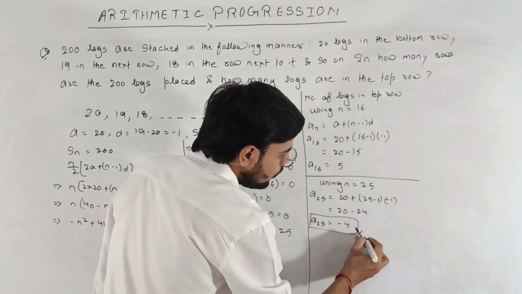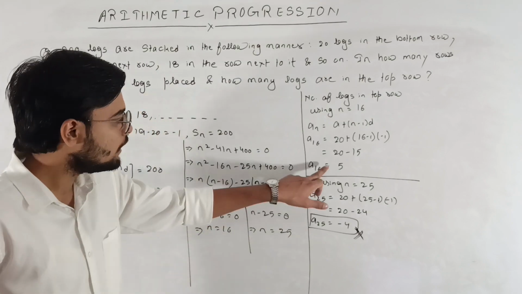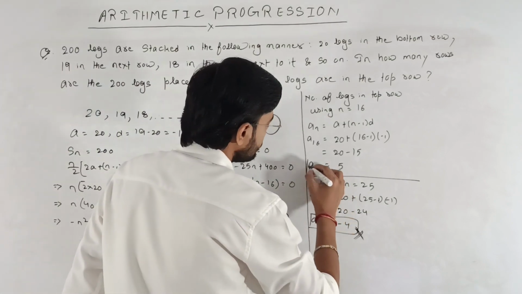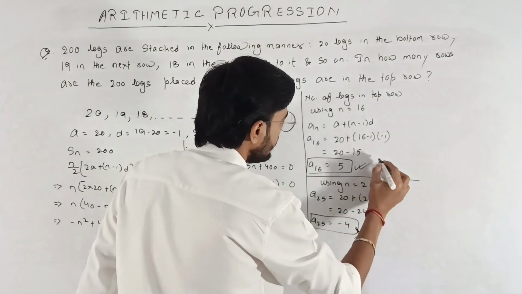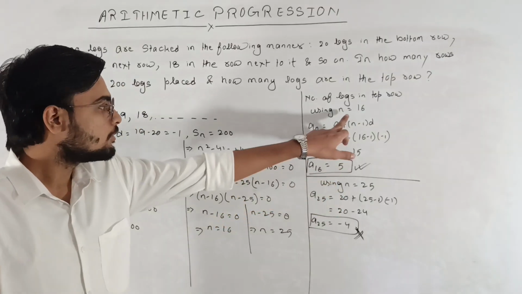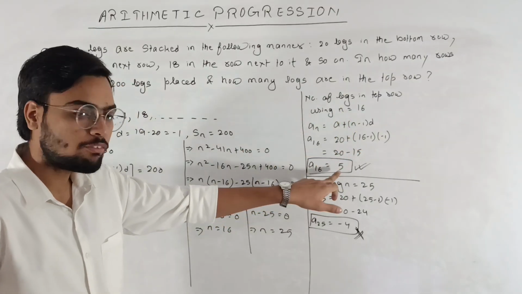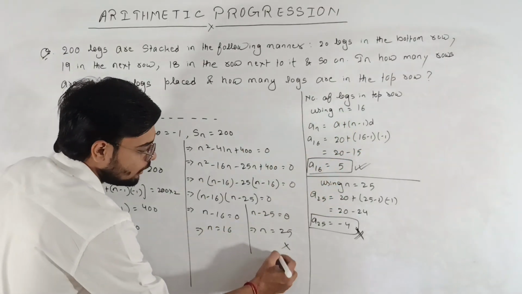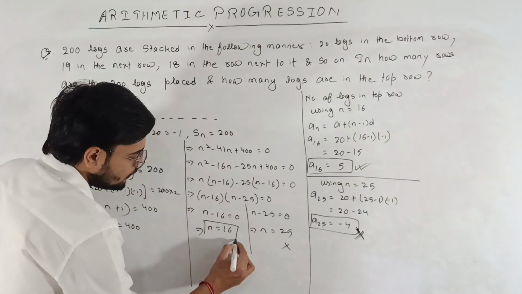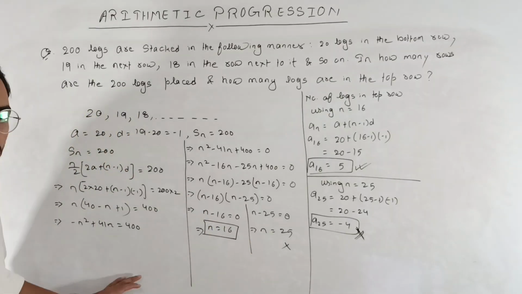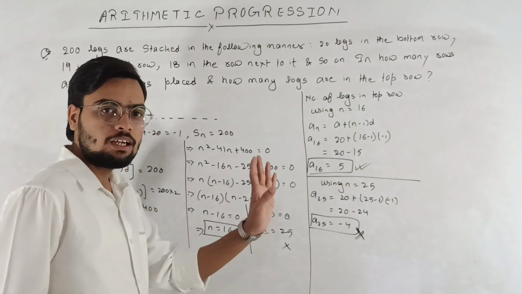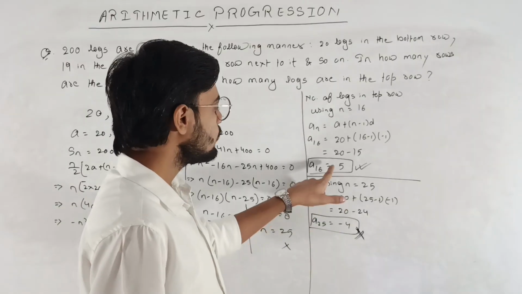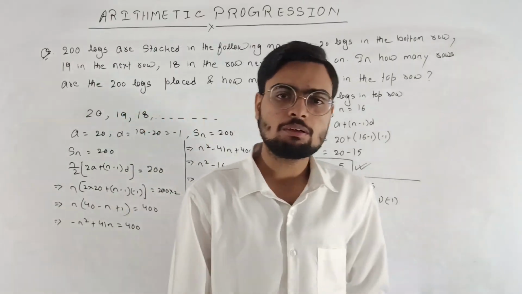We don't consider this value of a. So we consider this value of a, which is 5. This is our answer. And if we use n is equal to 16, then we get 5. So we neglect this value of n, 25. We use this value of n only, which is 16. So we have a total of 16 rows, and the number of logs in the top row is 5. Got it? Let's see one more time.